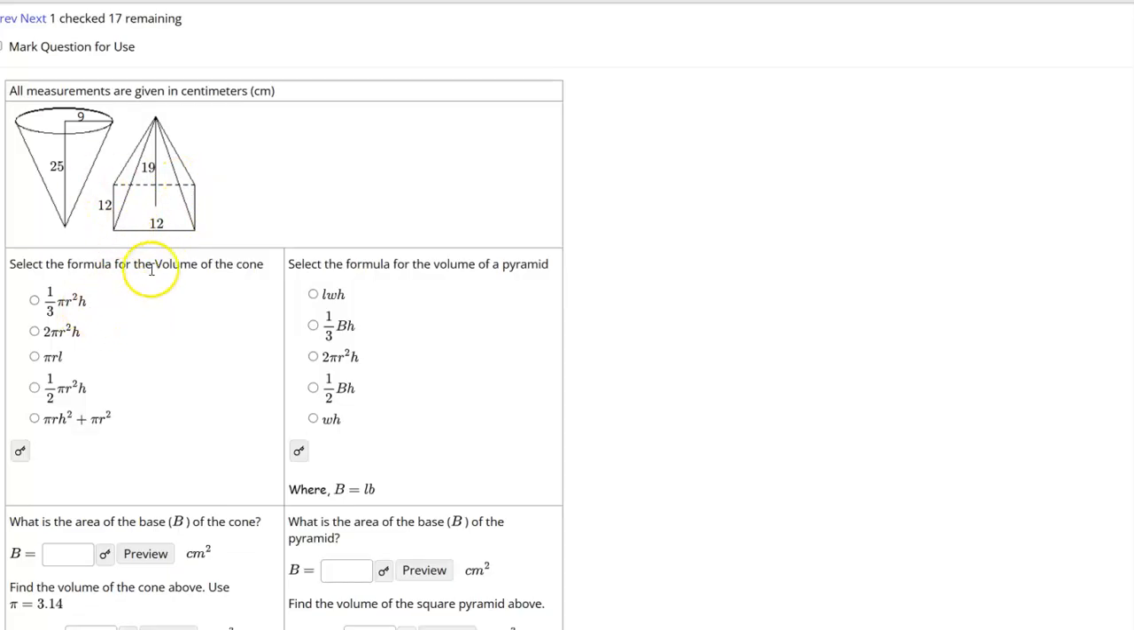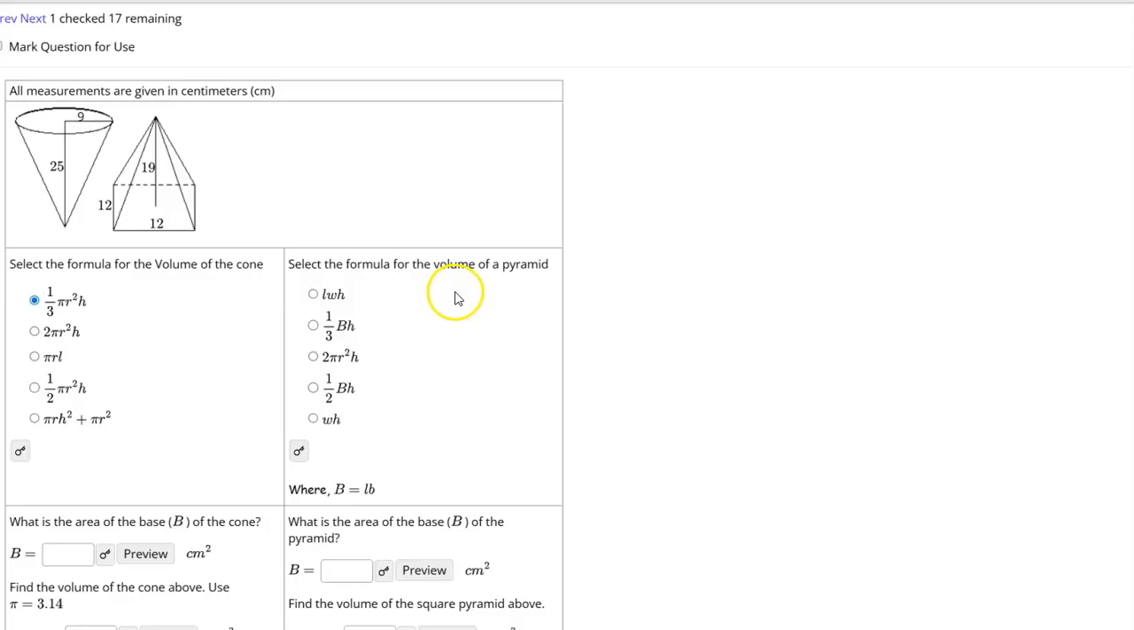So the first question is to find the volume of the cone. The volume of the cone formula is pretty much the area of the base multiplied by the height and multiplied by 1/3. That's the formula for the cone. So 1/3 pi r squared h.